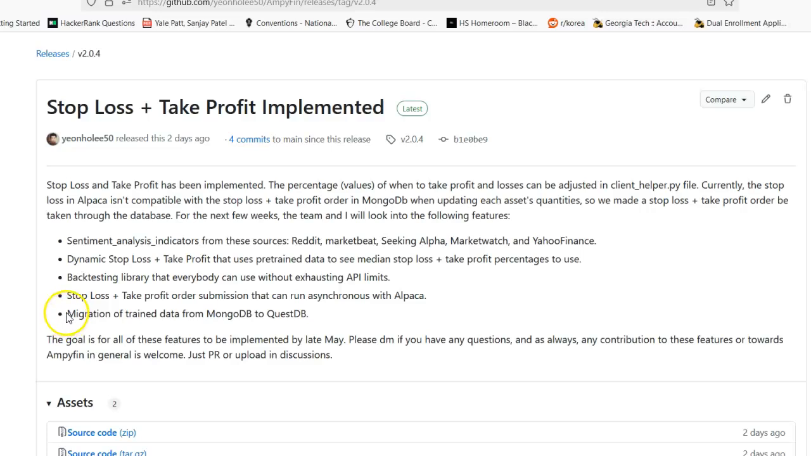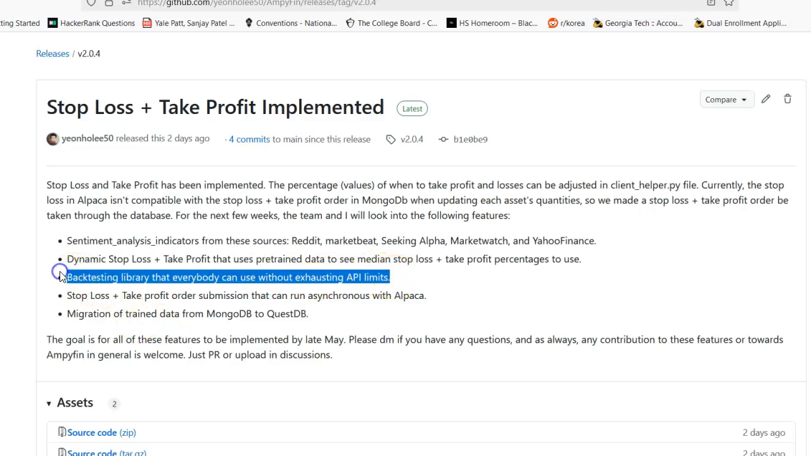We're also thinking of migrating from MongoDB to QuestDB. This is a very important thing I'm looking into. Currently all data is held in MongoDB, but accessing and retrieving it is pretty slow. So we're looking into using QuestDB, which is fast.